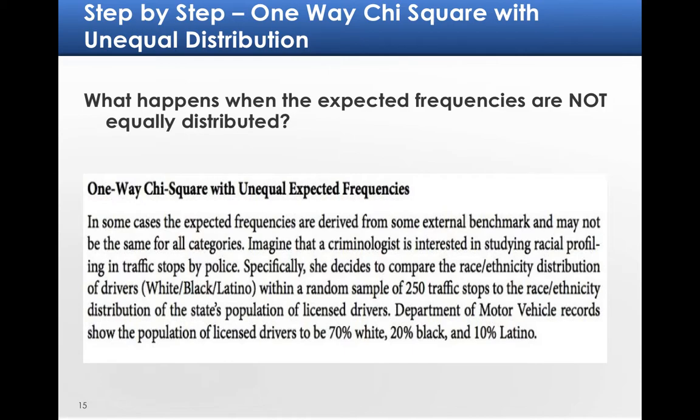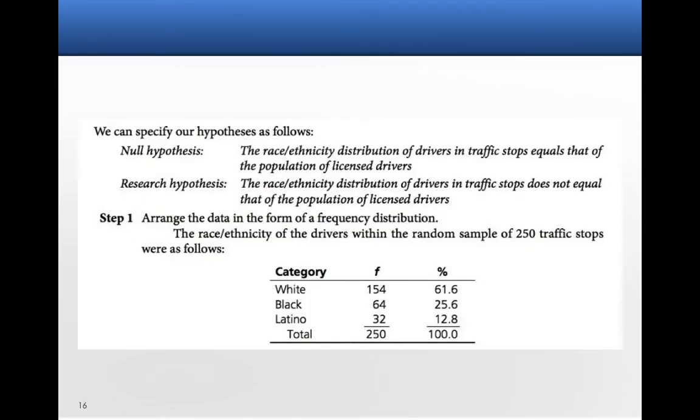traffic stops. Now, instead of saying we should have equal amounts of white, black, and Latino drivers, they're going to compare them to the state's population of licensed drivers. That's 70% white, 20% black, and 10% Latino. So we have our hypotheses and our data right here. We're going to break them down into percentages.